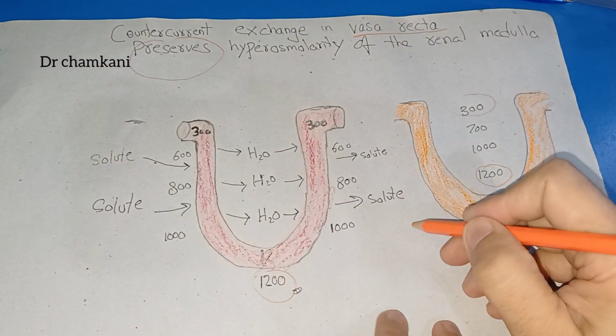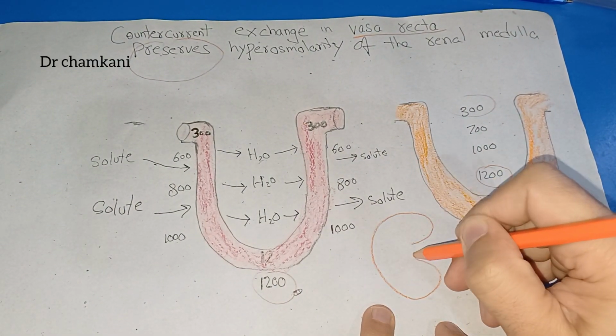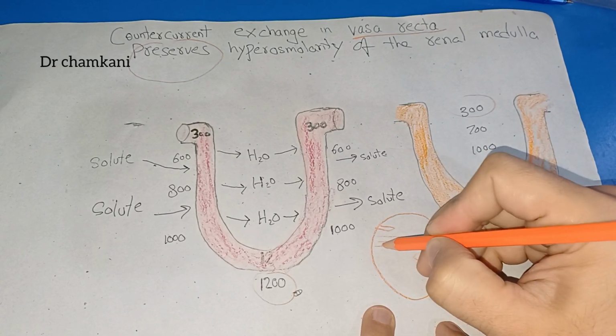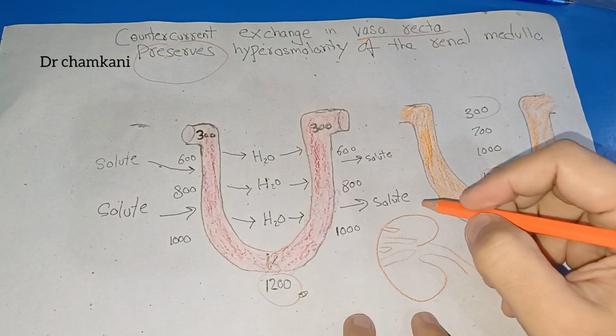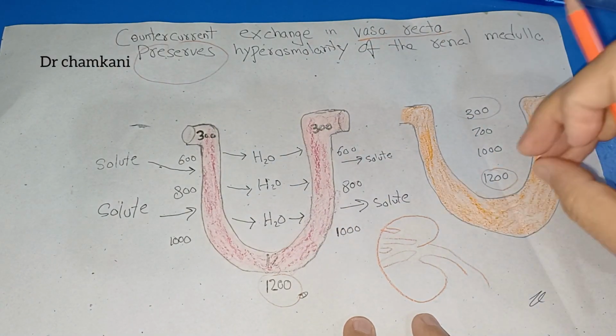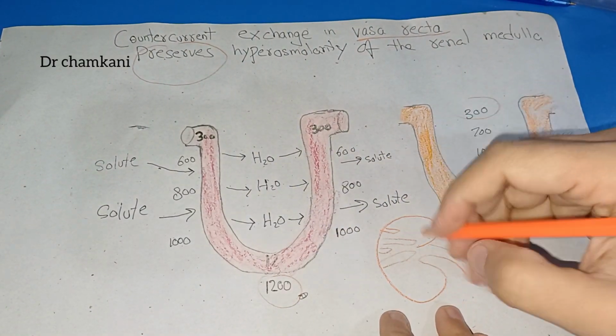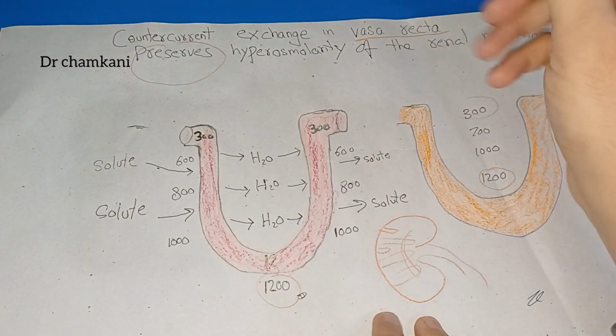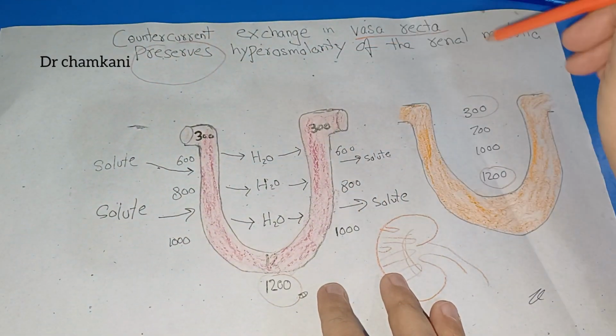Now suppose this is a kidney, and we have some cortical nephrons and some juxtamedullary nephrons. If it had not been for these U-shaped blood vessels, it would be very difficult to maintain the hyperosmolarity of this medullary region. But due to this U-shaped region, it is very easy to preserve the hyperosmolarity of the renal medulla.